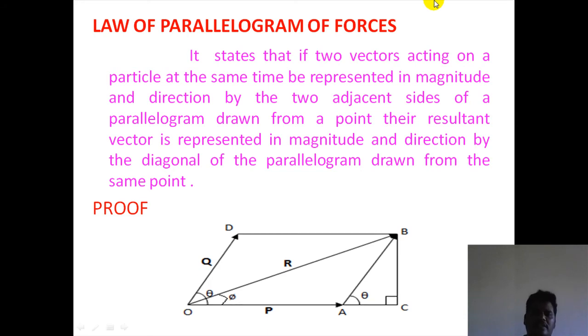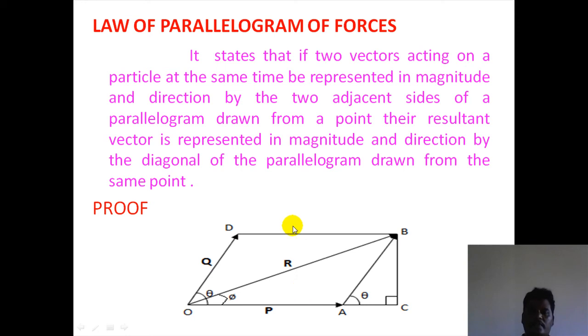Proof. Now consider the two forces here. Along OA the force is P, along OD the force is Q. Now I am constructing the form of a parallelogram. What is the main property of a parallelogram? The opposite sides are parallel to each other. That is one of the properties of a parallelogram. Now OA is parallel to DB.